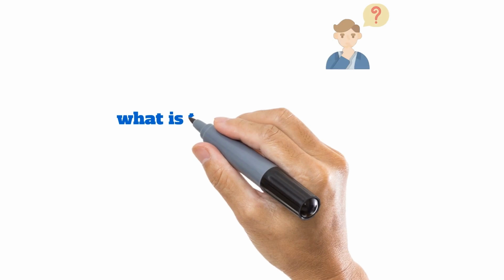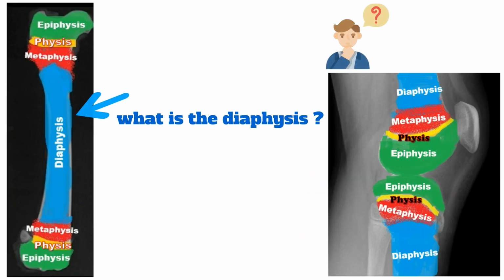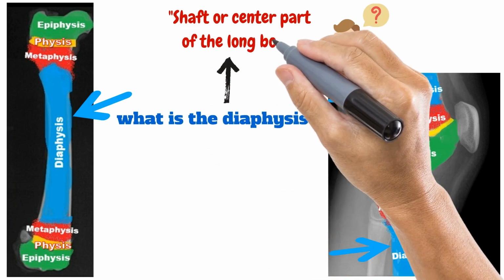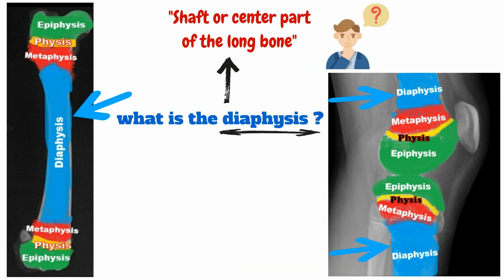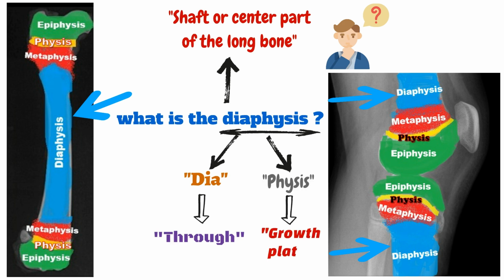Here you will ask, what is the diaphysis? On the photograph, the blue portion denotes the diaphysis. Diaphysis is defined as the shaft or center part of the long bone. And the word diaphysis is made of two words. Dia means through and physis is the growth plate.